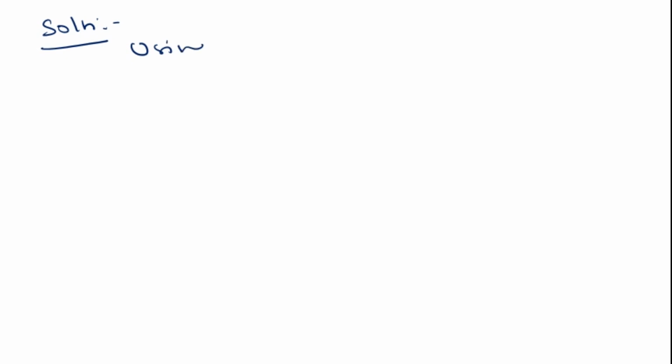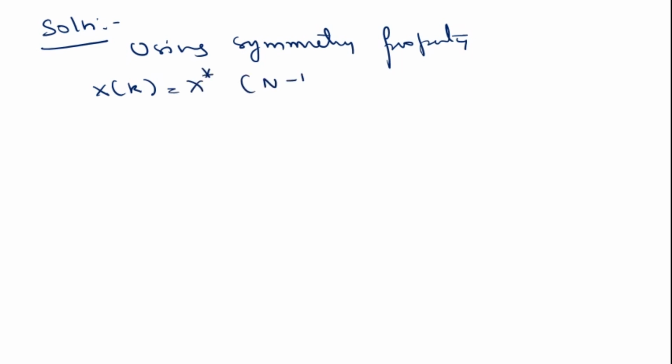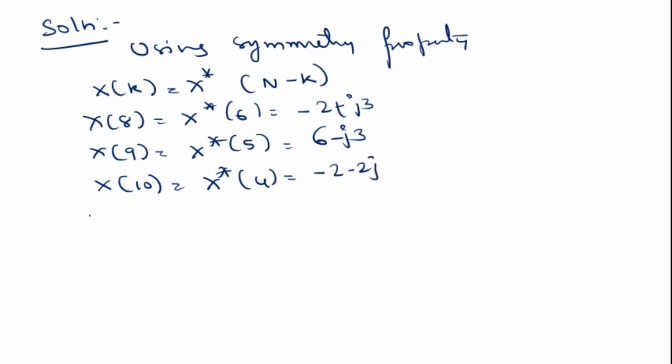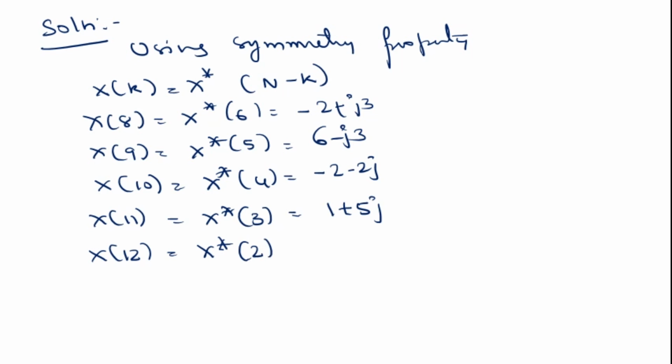So using symmetry property, x of k is equal to x star of n minus k, or x of 8 is equal to x star of 6, which is equal to minus 2 plus j3, x of 9 is equal to x star of 5, which is equal to 6 minus j3, x of 10 is equal to x star of 4, which is equal to minus 2 minus 2j, x of 11 is equal to x star of 3, which is equal to 1 plus 5j, x of 12 is equal to x star of 2 is equal to 3 minus j4, x of 13 is equal to x star of 1, which is equal to minus 1 minus j3.